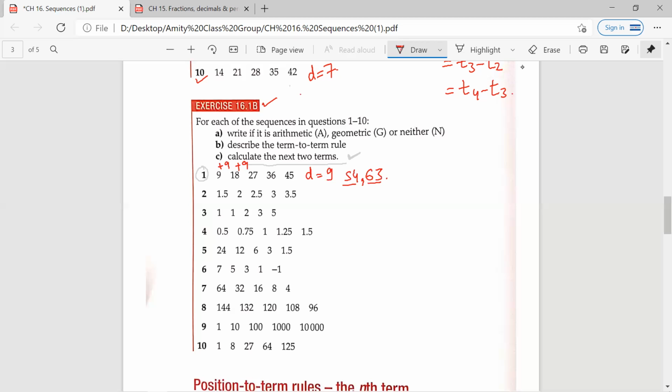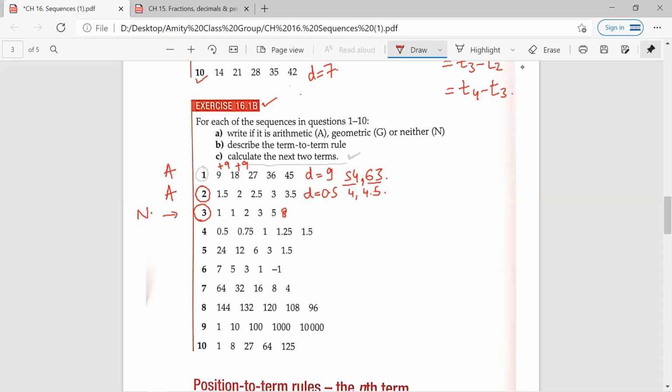Okay. Question number 2, Sanviji. Question 2 also is an arithmetic progression and the difference is 0.5 and the next two terms are 4 and 4.5. Shabash. Sanviji, question number 3. Question number 3, it's neither and the next two terms are 8 and 12.